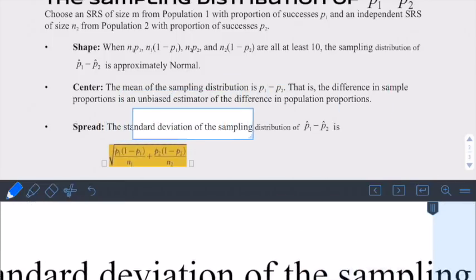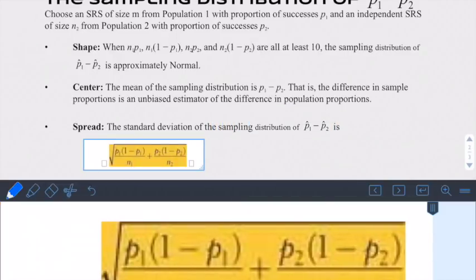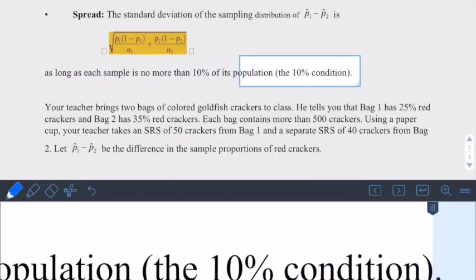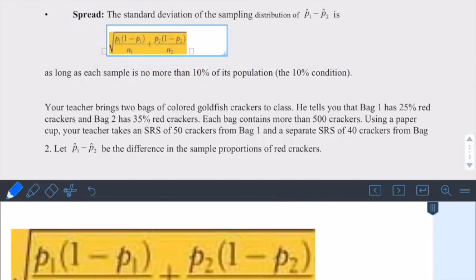The standard deviation of the sampling distribution of p hat 1 minus p hat 2 is this. And again, we'll prove that in class. This holds as long as each sample is no more than 10% of its population, so this is our 10% condition. Remember that always goes with our standard deviation.